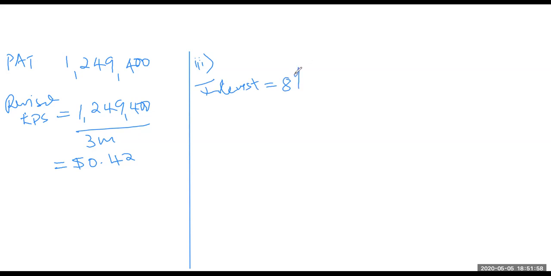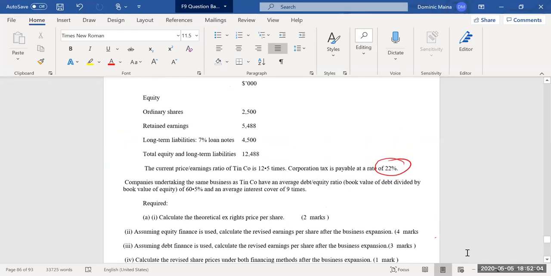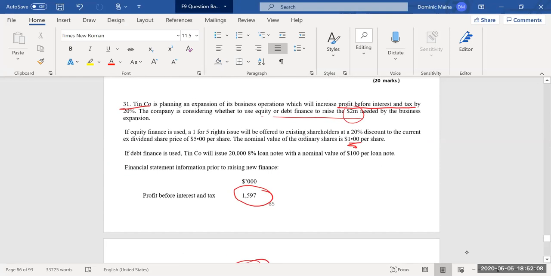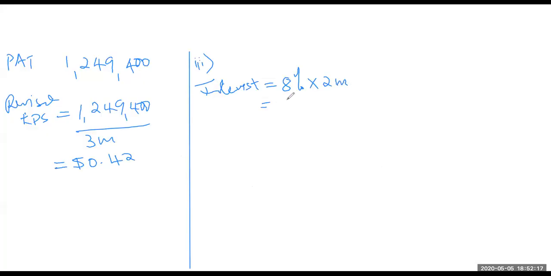Is it an 8% loan? Yes, it is an 8%. You can see it here, 8%. Then after that, 8% of 2 million, and you get how much interest? You get 1,600. Are you sure? Are you sure 1,600?